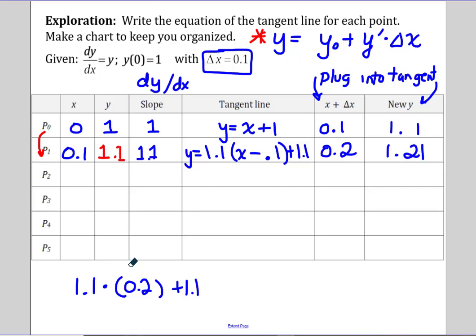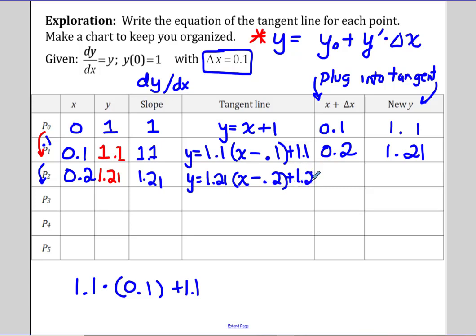Only let's go back. We got to fix this. Not up 0.2, up by 0.1. This is our delta x. Our delta x is going up by 1/10. Okay, so going up 1/10 again, now we're at 2/10, and our new y value is 1.21. So our slope is the y value, which is 1.21, and the equation for the tangent line is 1.21 times x minus 2/10 plus 1.21.